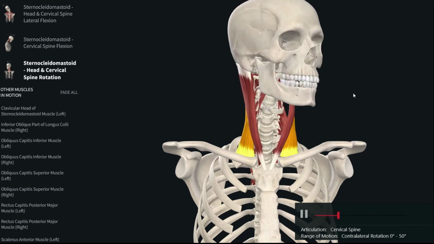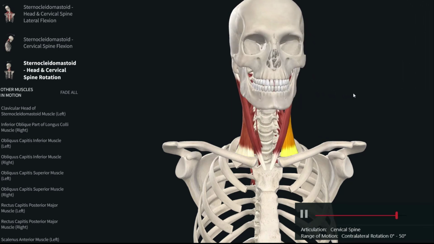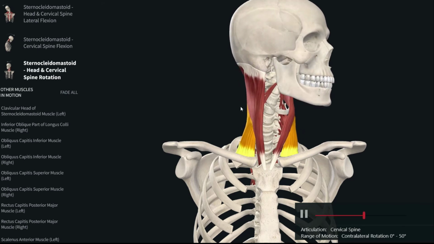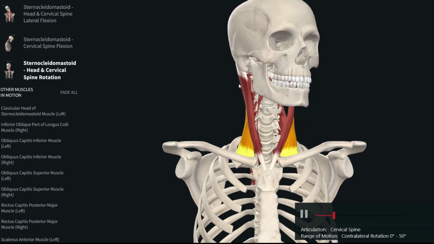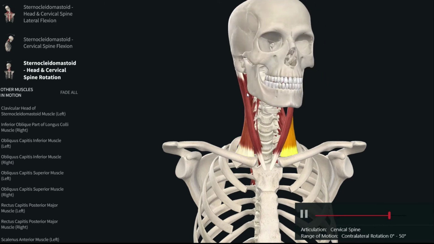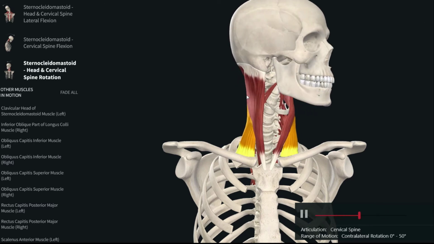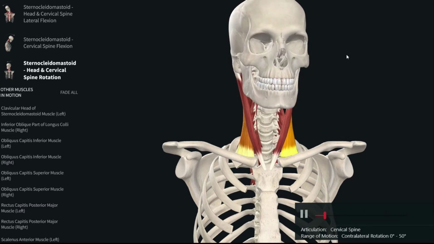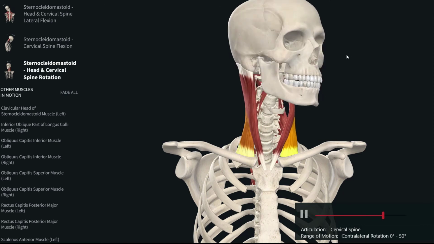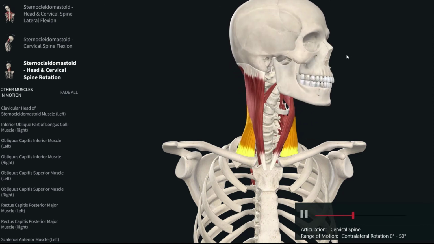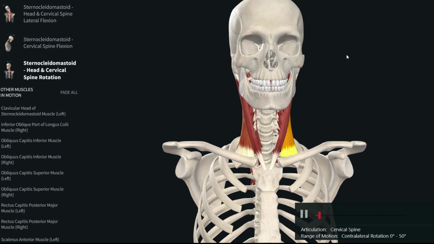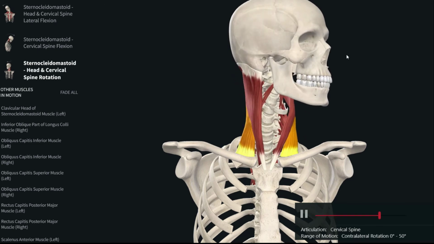Contralateral means that the right-sided sternocleidomastoid is producing a motion towards the left side. So one-sided muscle is causing motion towards the other side. That is known as contralateral.